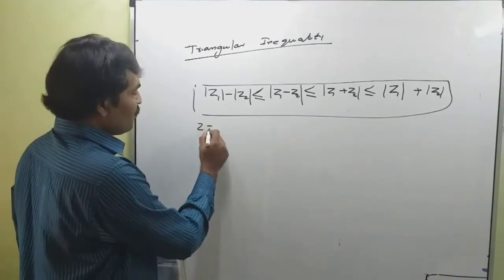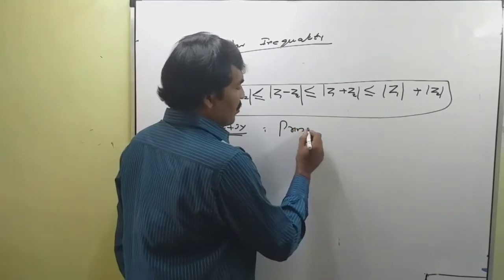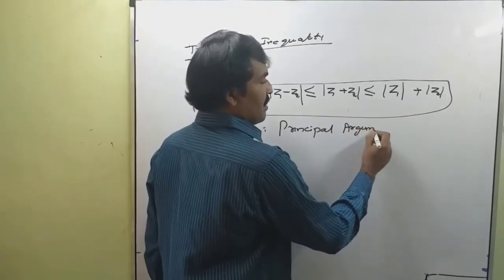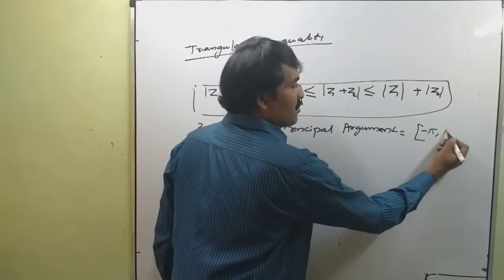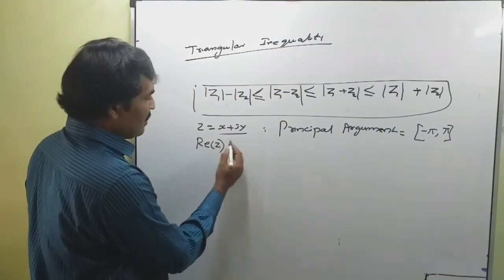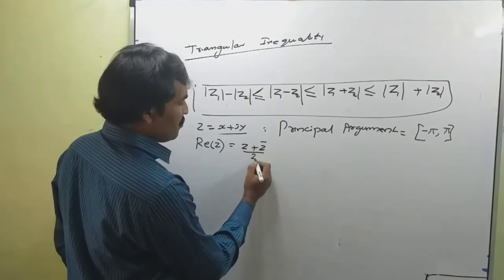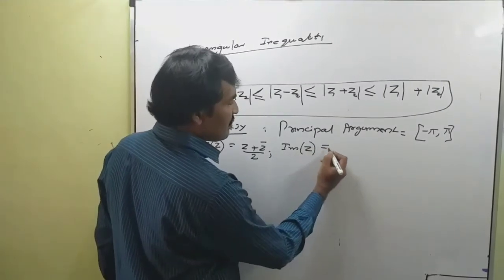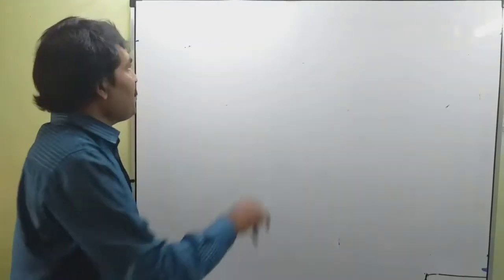z is equal to x plus iy. Principal argument will come in the closed interval minus pi to pi. Real part of z is equal to z plus z conjugate by 2, and imaginary part of z is equal to z minus z conjugate by 2i.